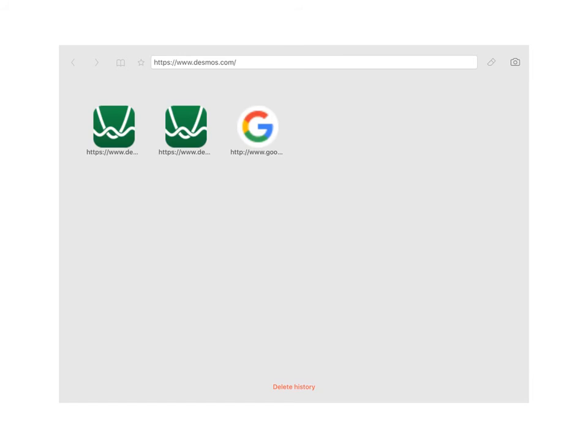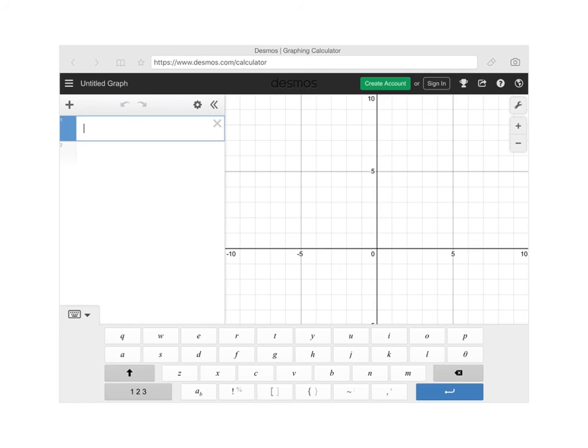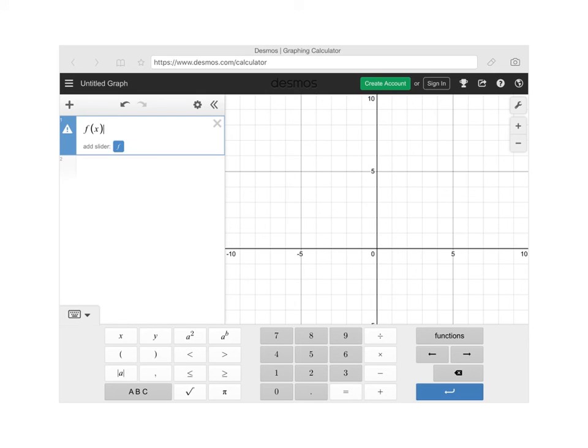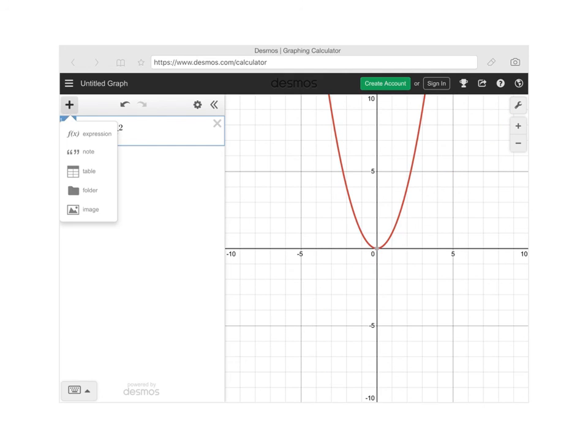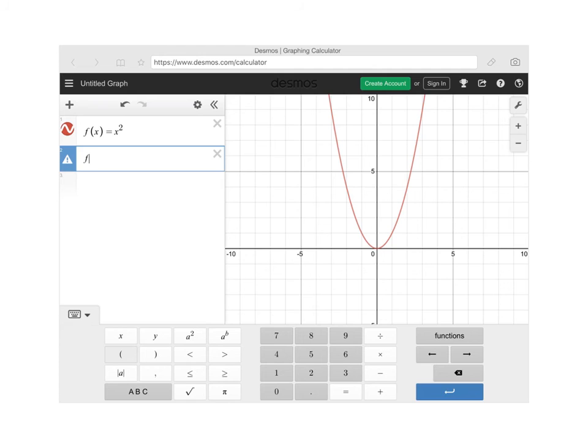So let me add this mouse page. And start with my parent function again. So f of x equals x squared. There we go. Okay, and then I'm going to add an expression, and now I'm going to multiply the input. So f of 2x. And it looks the same, does it not? That is what happened when I multiplied the output. It got narrower. Okay? Interesting.